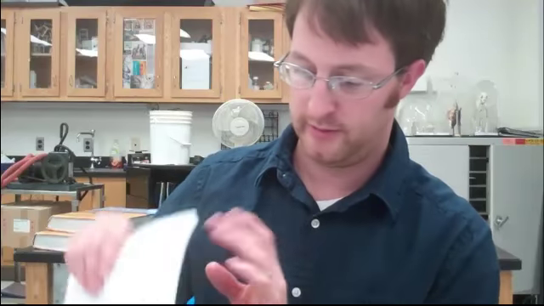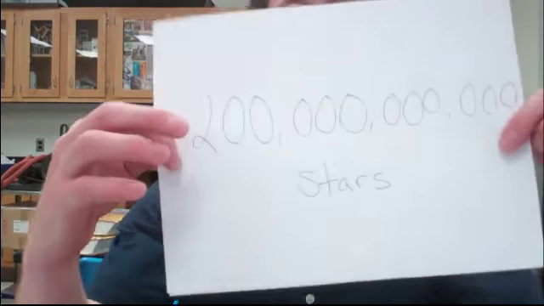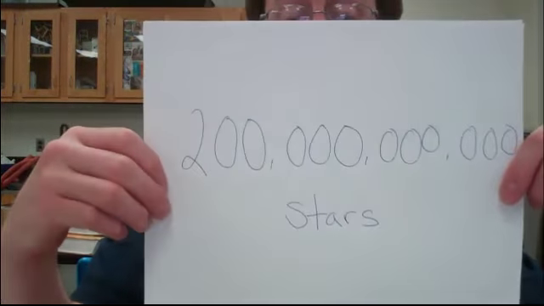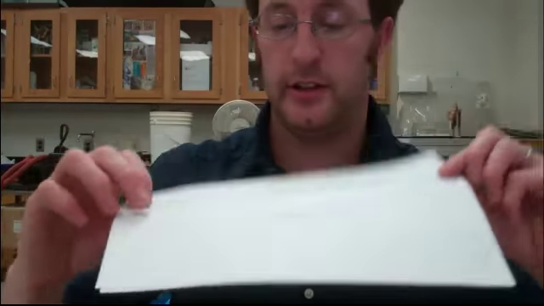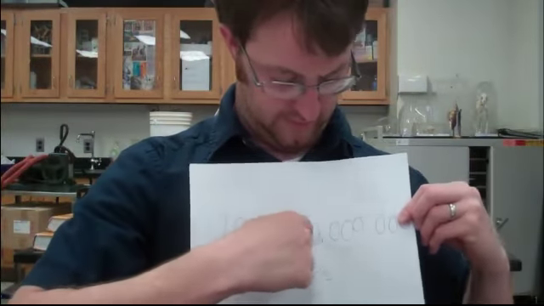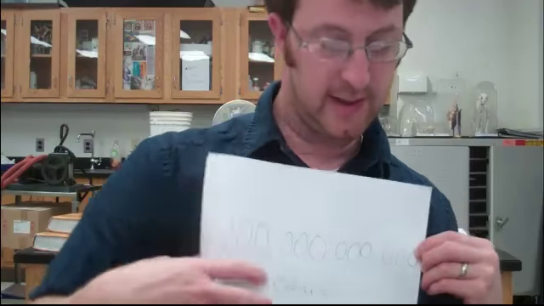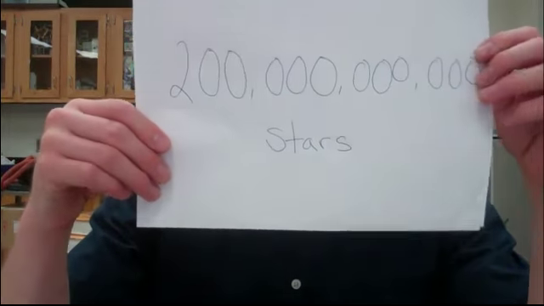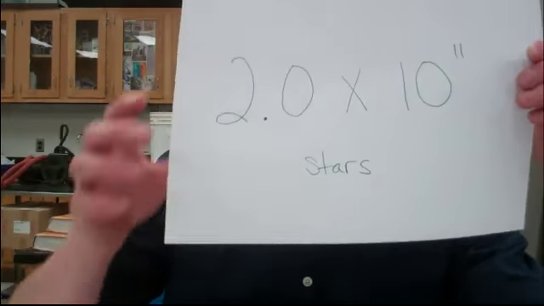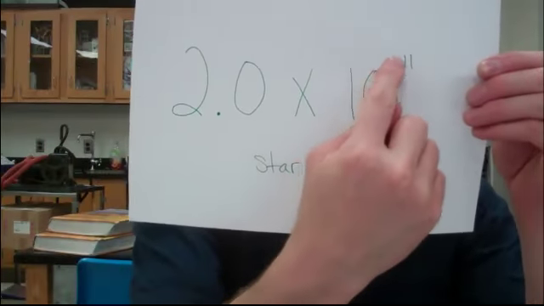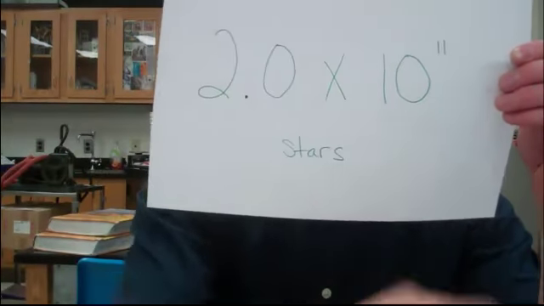I'm going to end by showing you those numbers again from the beginning of the video. So here's our 200 billion stars in the Milky Way galaxy. And you can see there's 1, 2, 3, 4, 5, 6, 7, 8, 9, 10, 11 zeros after the 2. Now I can write that in scientific notation as 2.0 times 10 to the 11th. That would move 11 spots over.